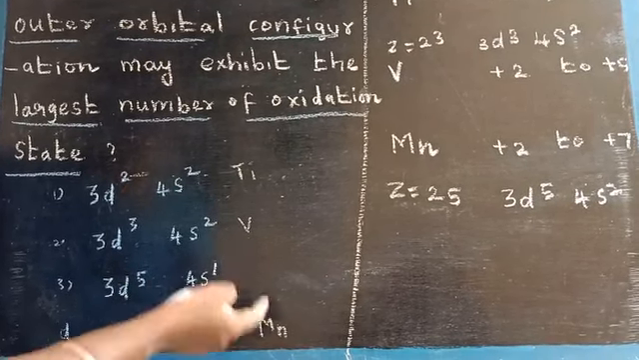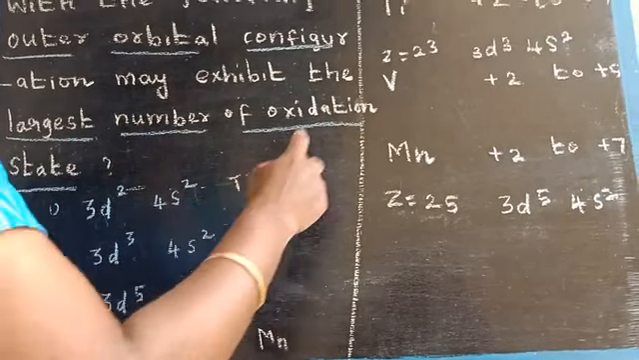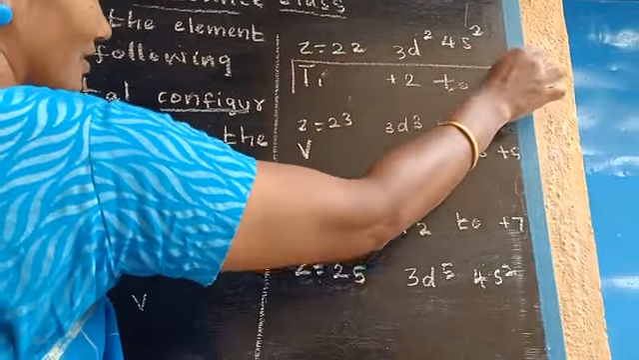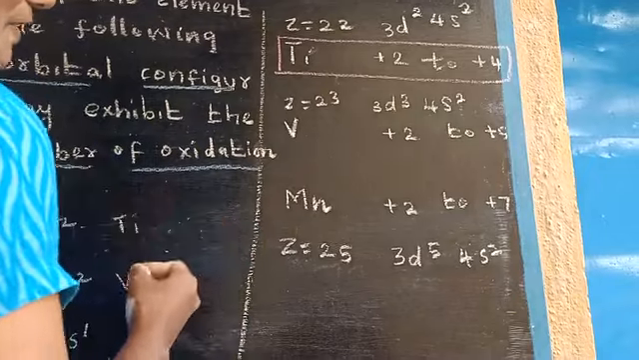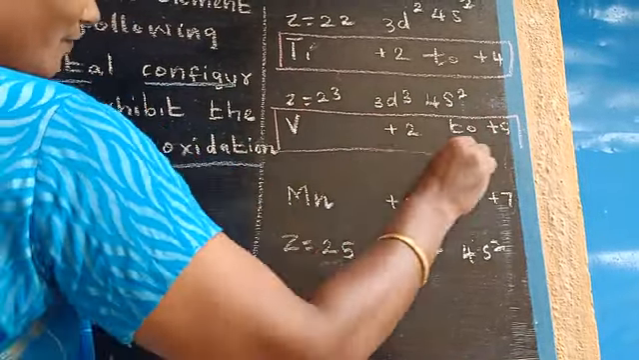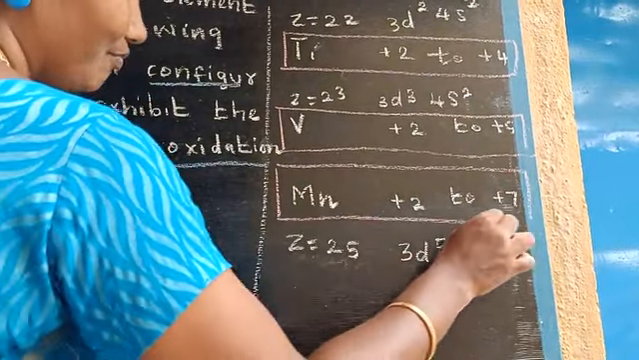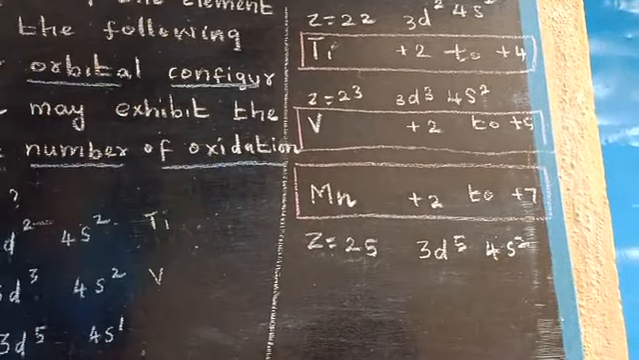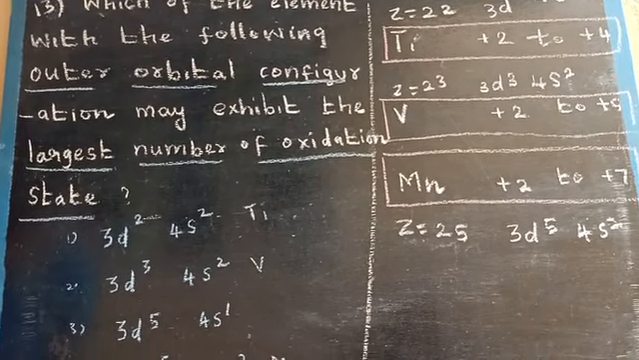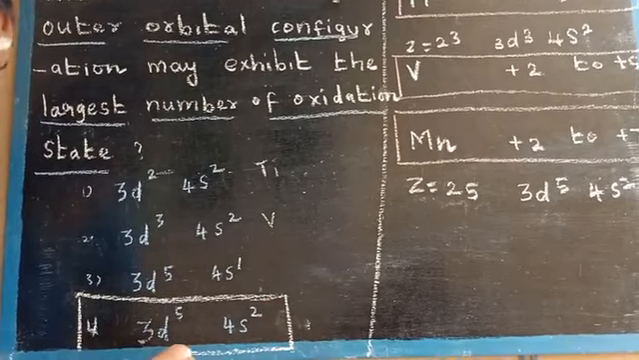Now they are asking for the largest number of oxidation states. Titanium oxidation state is +2 to +4. Next, vanadium oxidation state is +2 to +5. Manganese oxidation state is +2 to +7. So this is the largest number of oxidation states. So the correct option is the fourth one, 3d5 4s2. So this is the correct answer.